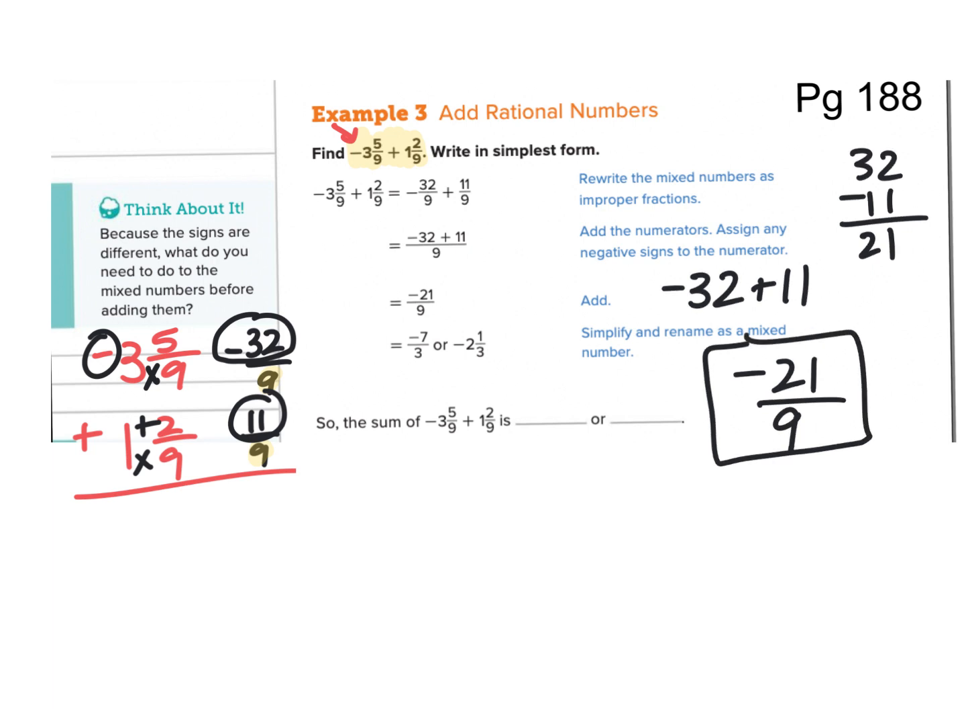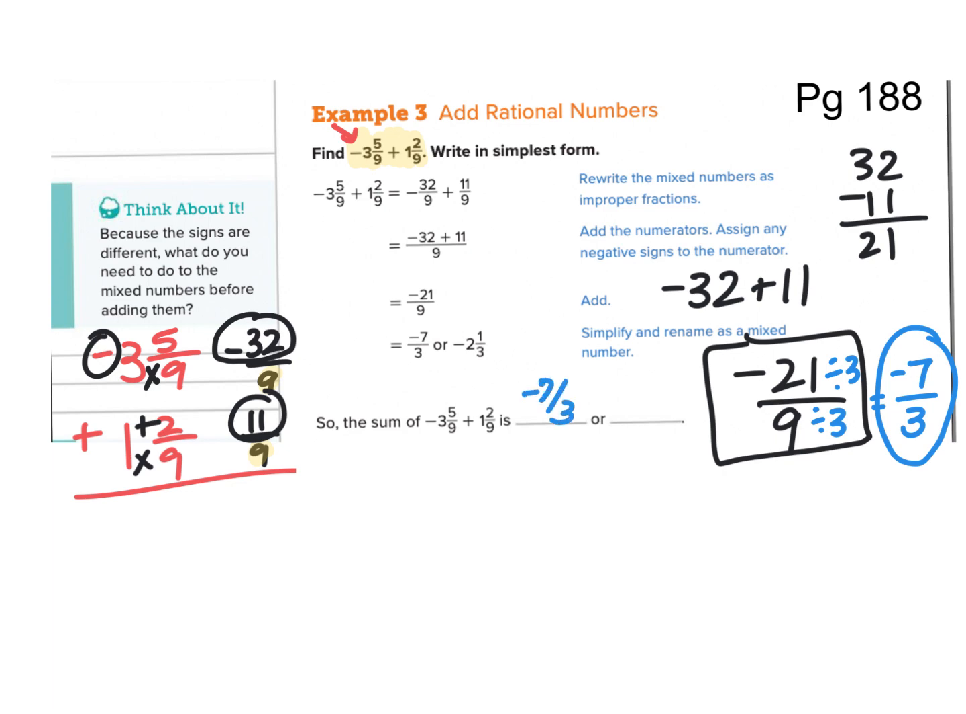Now the next thing you should do is always check to see if you can simplify this. I can actually divide this down. 3 goes into both of those. So if I divide it down by 3, 9 divided by 3 is 3, and negative 21 divided by 3 is negative 7. So my final answer is negative 7/3. So that's one answer.